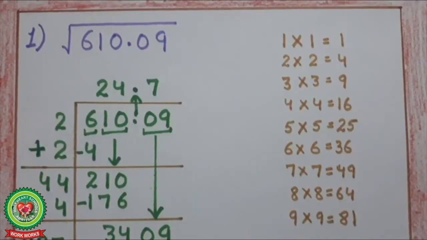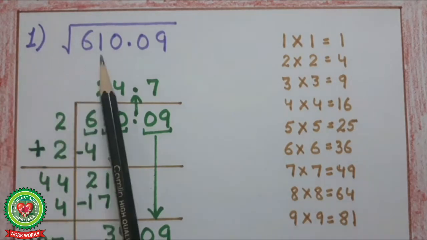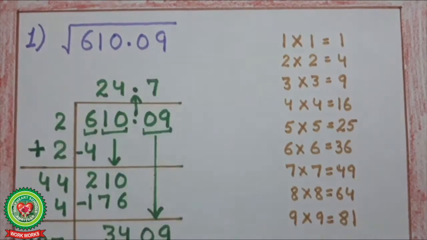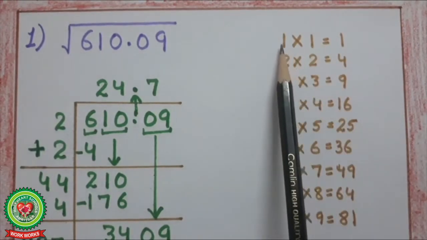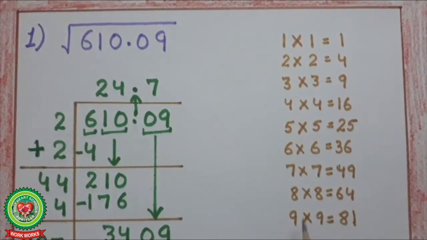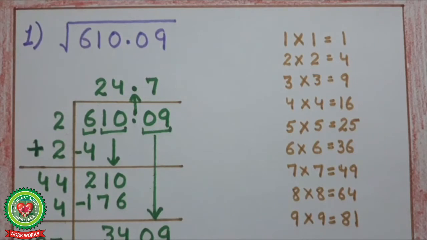Let's start with first example, that is square root of 610.09. We know whenever we find the square root by long division, we always write down square table from 1 till 9 on right hand side as written here. Now we will solve this question step by step.